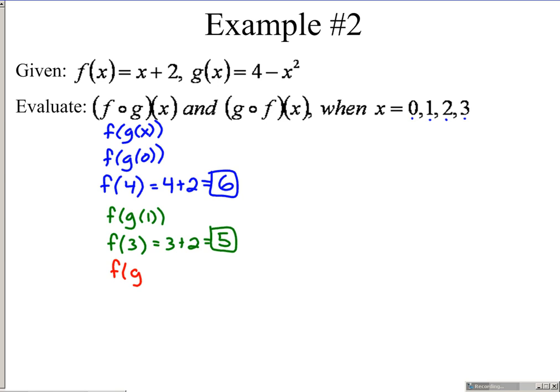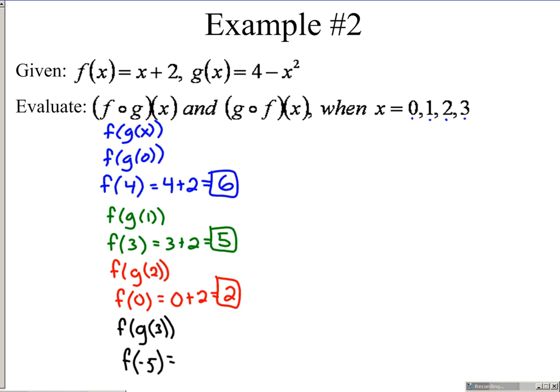F of g of 2. Plug 2 into the g function. G of 2. 2 squared is 4. 4 minus 4 is 0. So I'm finding f of 0, which is 0 plus 2, which is 2. And the last one, f of g of 3. G of 3 is going to be 4 minus 9, which is negative 5. Plug -5 into our f function now. We get -5 plus 2, which is 3. I'm sorry, -3.